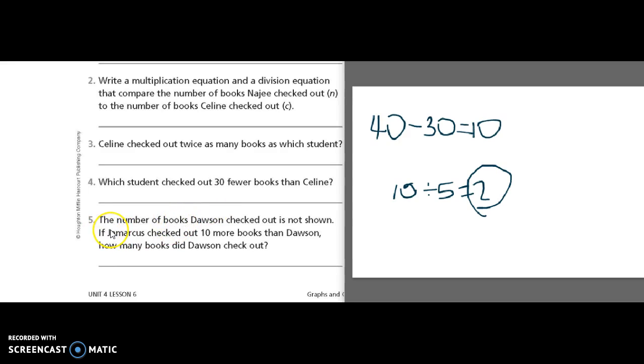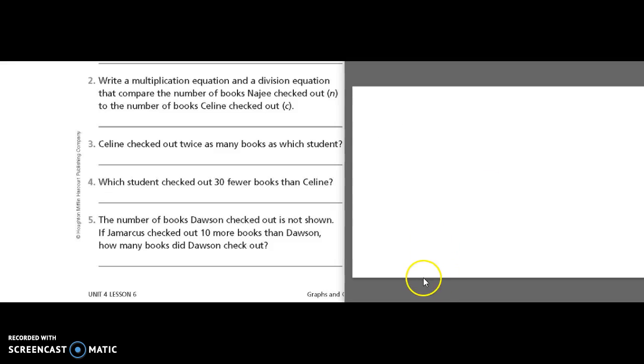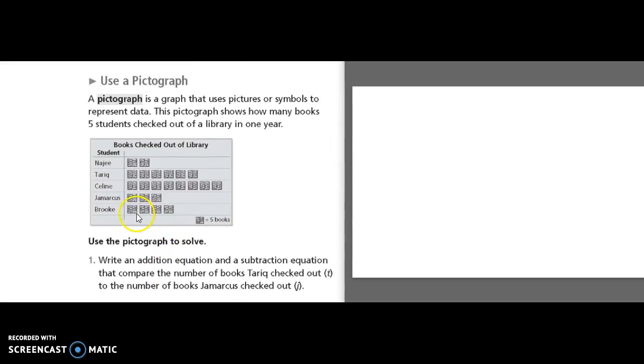Okay, so let's do our last one here. It says the number of books Dawson checked out is not shown. If Jamarcus checked out 10 more books than Dawson, how many books did Dawson check out? So I need to figure out how many books Jamarcus checked out, because they don't tell us. So I need to come over here and say 5, 10, 15. He checked out 15 books.